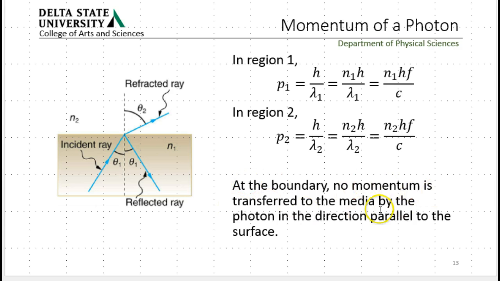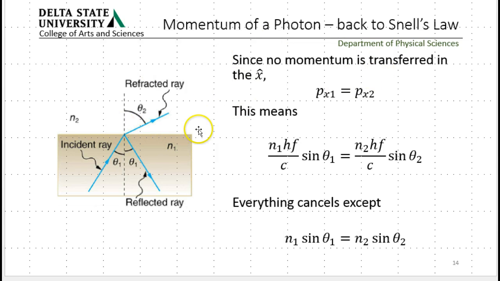At the boundary, no momentum is transferred to the media by the photon in the direction parallel to the surface. So if we look at the component parallel to the surface, which I'm going to call the x direction, that means n1 hf over c sine theta 1, the component parallel to the surface, equals n2 hf over c sine theta 2, again the component parallel to the surface. Everything cancels except n1 sine theta 1 equals n2 sine theta 2, and we're back to Snell's law.